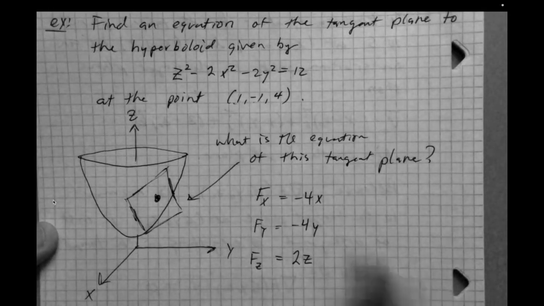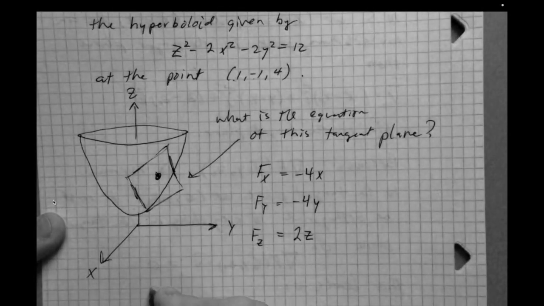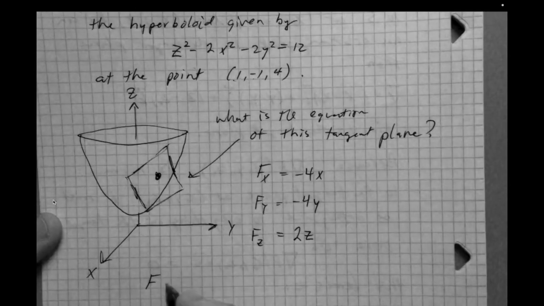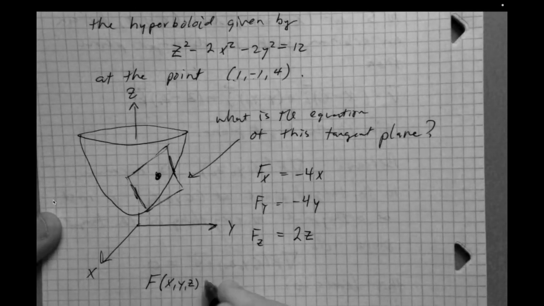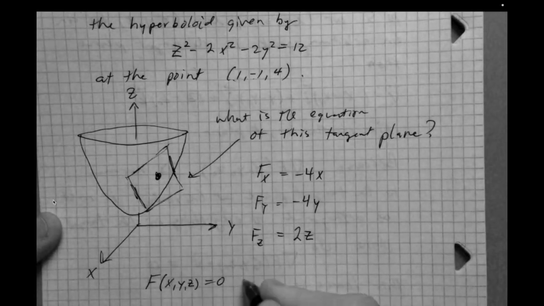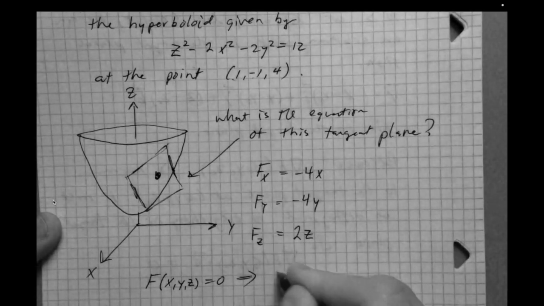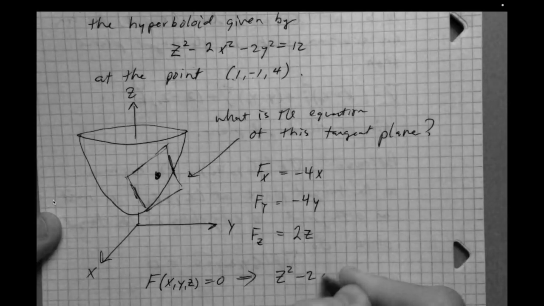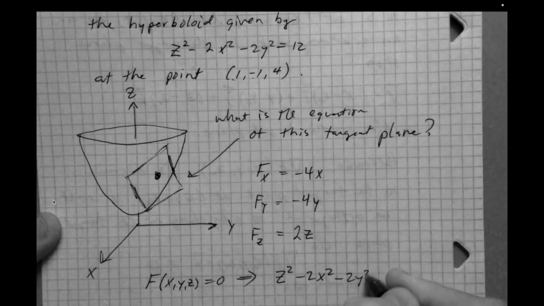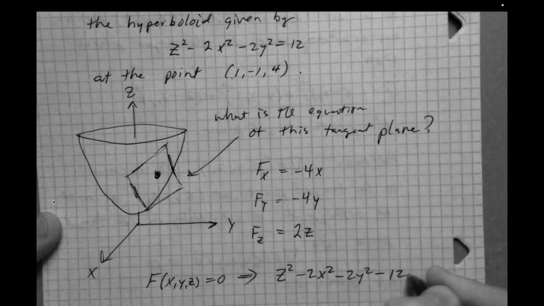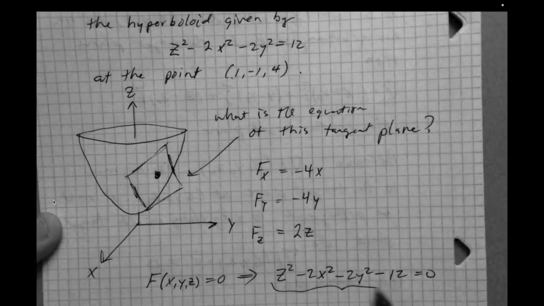Now, I kind of skipped this step, but it is important to notice that when we're talking about the partial derivatives, what we're differentiating is this part of it, f of x, y, z equals 0. You want to differentiate this side of it, right? So we're looking at z squared minus 2x squared minus 2y squared minus 12 equals 0. So we have to differentiate this thing.